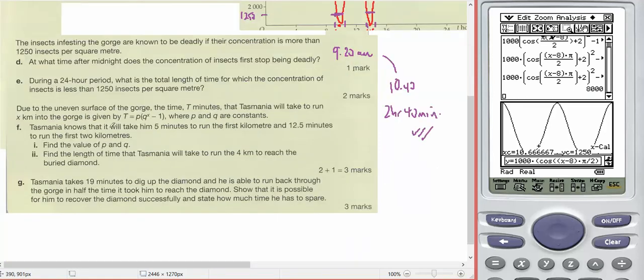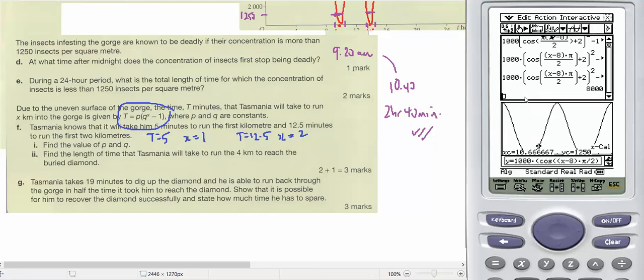Okay. Due to the uneven surface of the gorge, the time taken is set up by this rule. And I know that it takes a time of 5 minutes. So t equals 5 when x equals 1, and t equals 12.5 when x equals 2. I have a rule, I can solve that simultaneously.